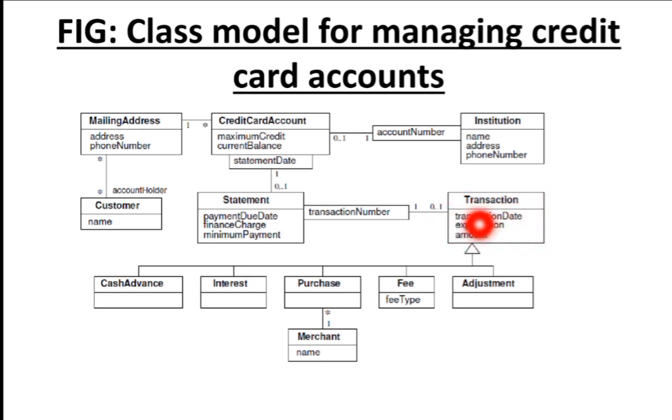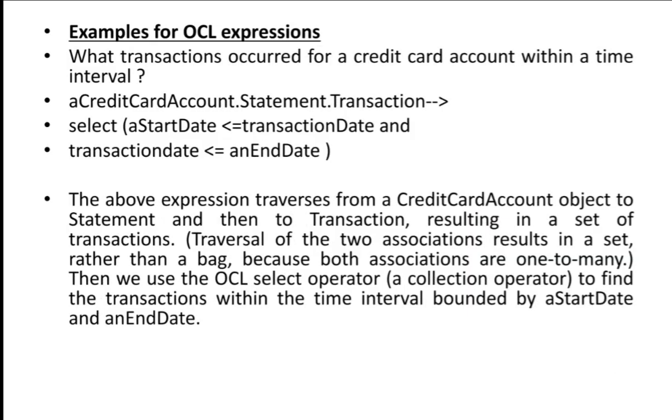I can select the transaction date. See, from credit card account I move to the statement, I move to the transaction, then I'm selecting the details of the particular transactions for particular dates. Hope you're getting, guys. See how I moved from one class to another class using the OCL expressions, right? The above expression traverses from credit card account object to the statement and then to the transaction, resulting in a set of transactions.